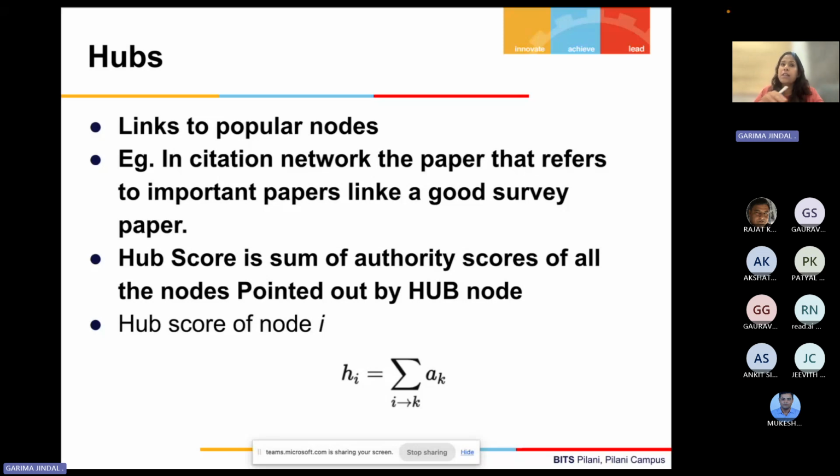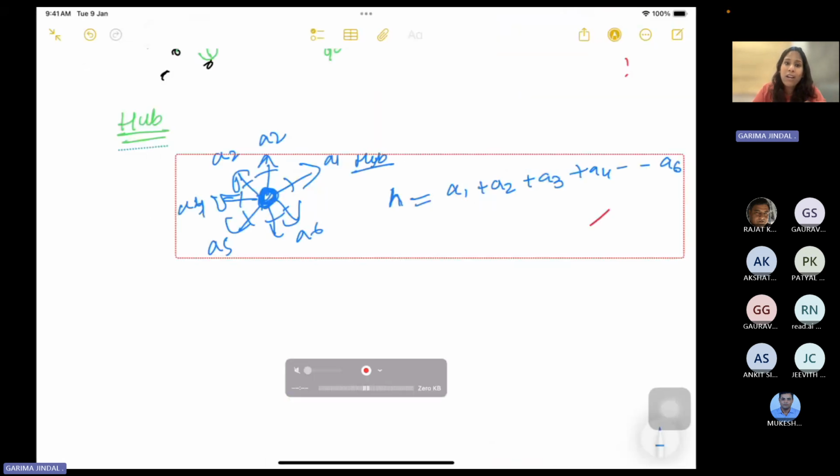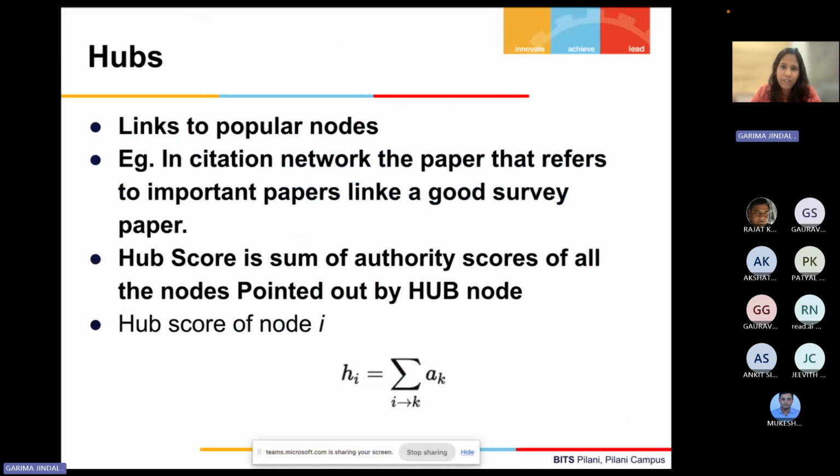In authorities, the incoming edges are important. Authority is about how authoritative you are in the network. That will depend on how many people are referring to you, as well as whether they are important people or not. So these two things will quantify whether you are an authority in that particular network or not.